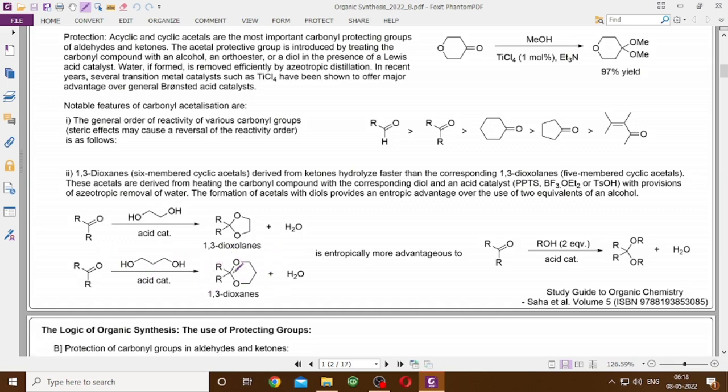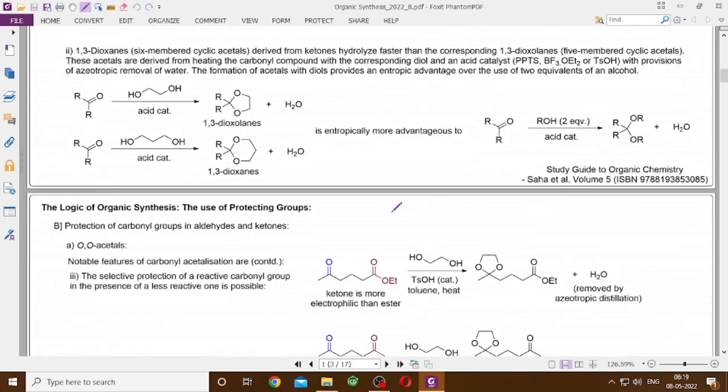fairly robust towards hydrolysis compared to these acetals, which we got from acyclic alcohols. And when you have 1,3-dioxane, that is 6-membered cyclic acetals, they hydrolyze faster compared to 5-membered cyclic acetals, and that sometimes help us in sort of our protection strategies in multi-stage synthesis.